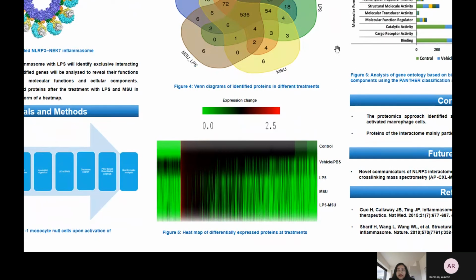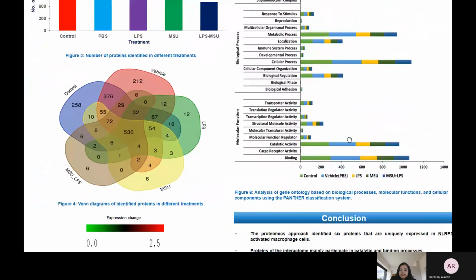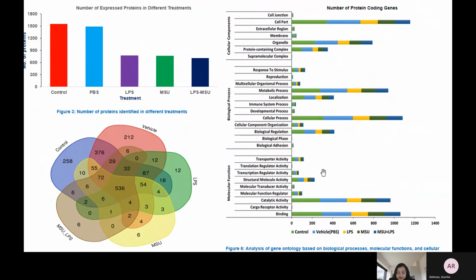The construction of a heat map showed us the differential expression patterns of different proteins across these treatments. Then we performed gene ontology analysis of the identified proteins, and we saw their cellular components, the biological processes they were participating in, and the molecular functions they were performing.